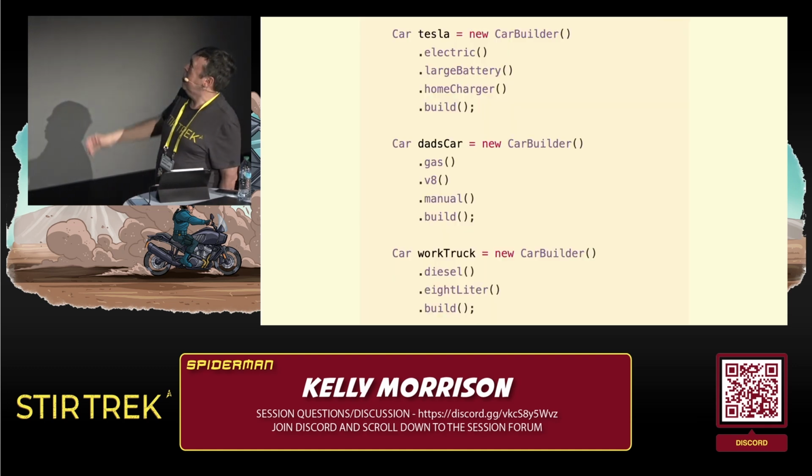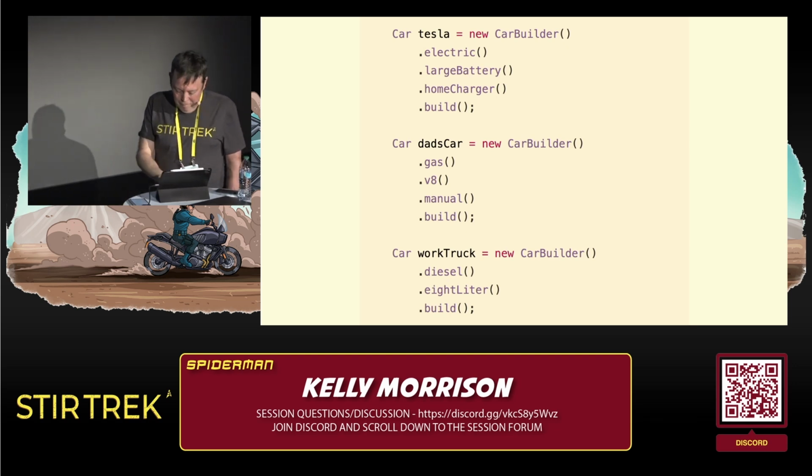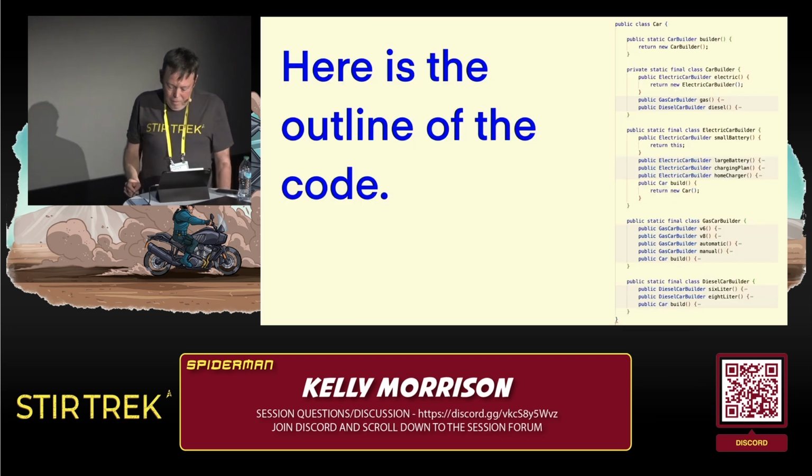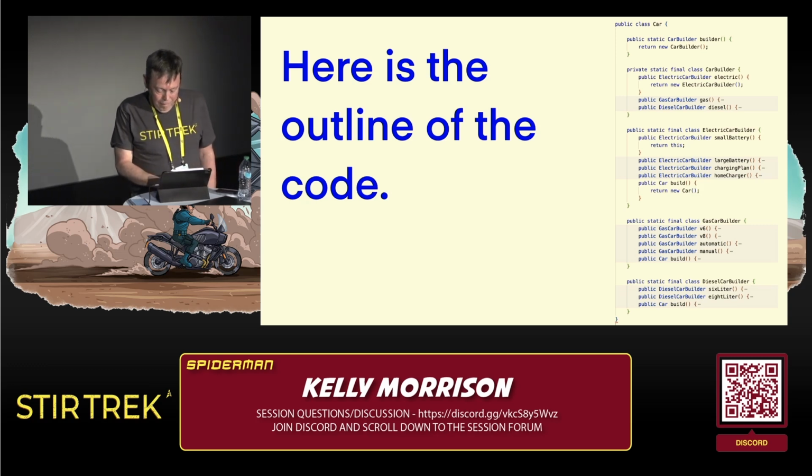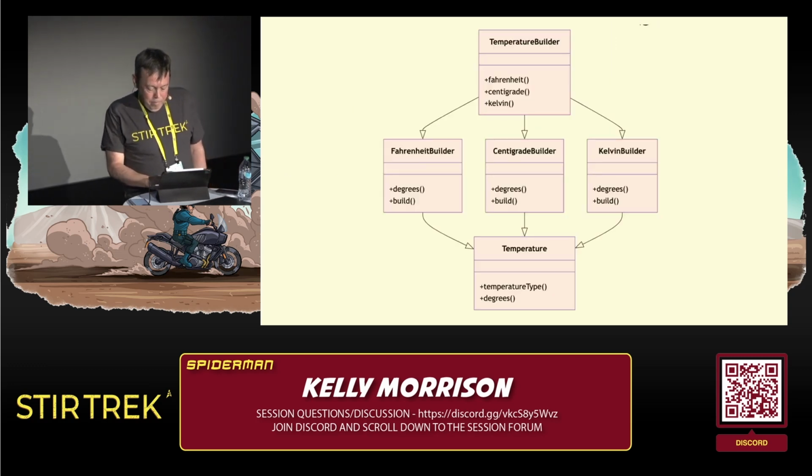Okay, and here's what it looks like when you use it. You create a car builder, and it's electric. Now you see options like large battery or small battery, home charger. On the other hand, if you pick diesel, you pick the size of the engine, like 8 liter. Okay, here's an outline of the code. Again, it looks like the other examples, so I won't spend a lot of time on this, but it's in the PDF if you'd like to look at it.